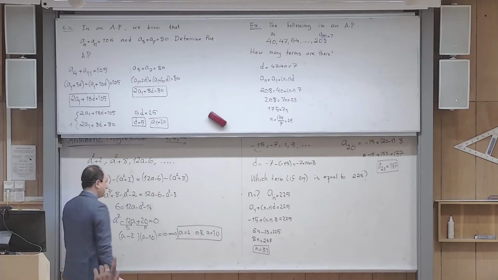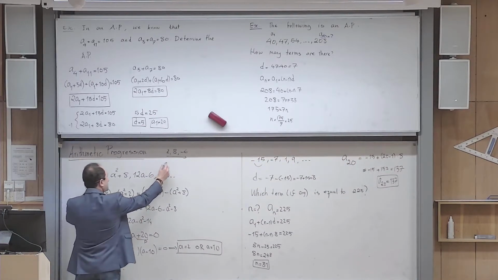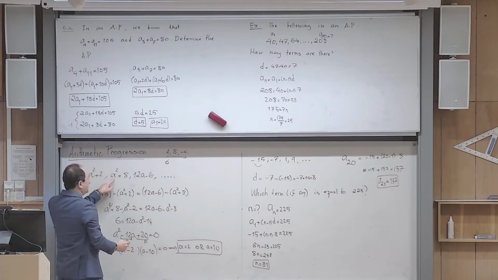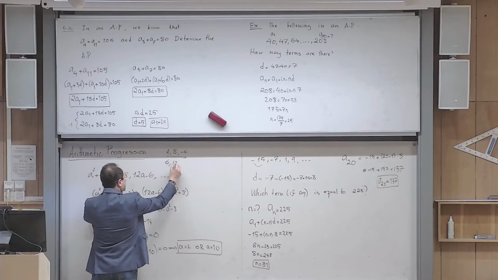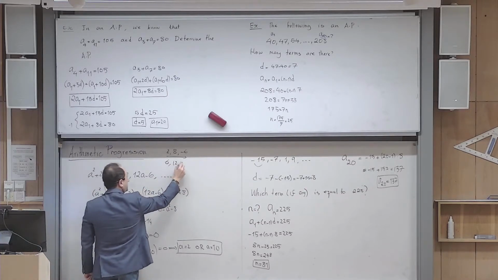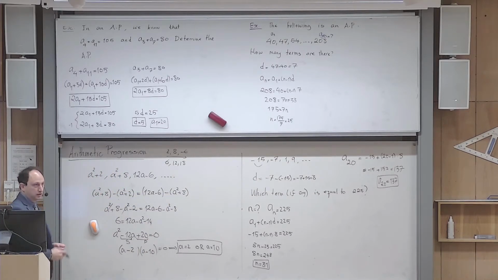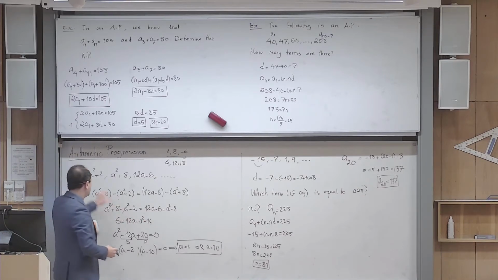Let us check. If I put 2 here, the first number becomes 6. The second number becomes 12. And the next number becomes 24 minus 6, which is 18. That is correct. Yes, 6, 12, 18. What is the common difference? 6. If I put 10, what will happen?